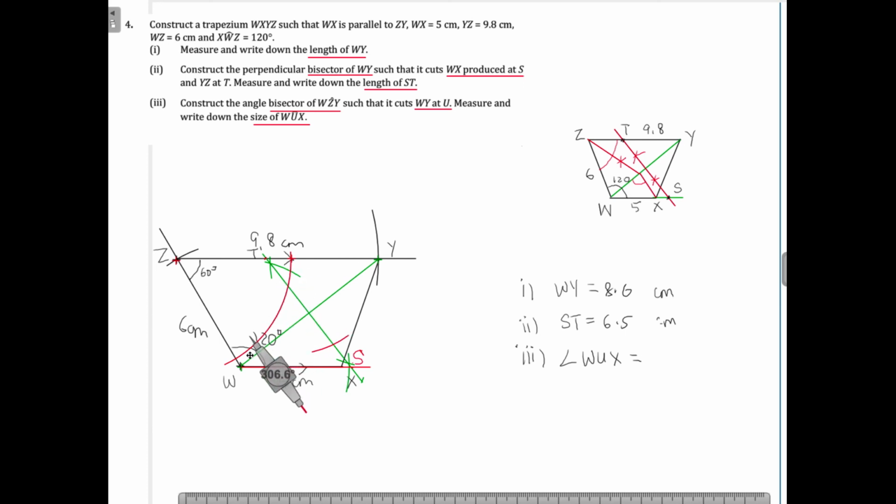Bring over to the other point of the arc and cut the first arc. And there we have our bisector. Use the ruler. Join Z to X. This is our bisector. Now the bisector will cut the WY at a point called U. Okay, so this is where U is.